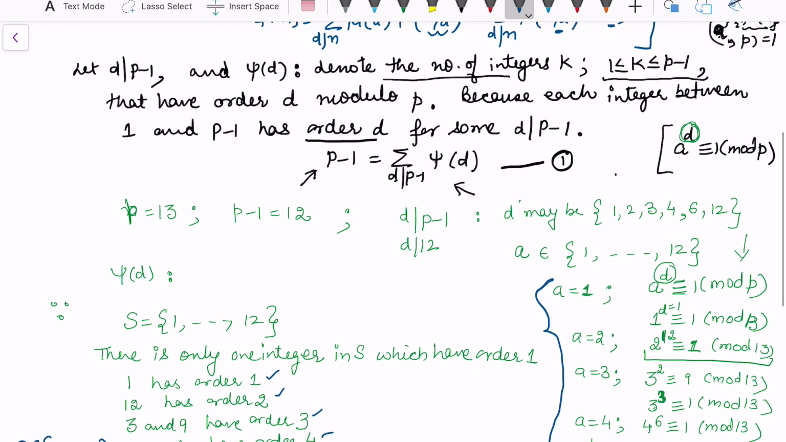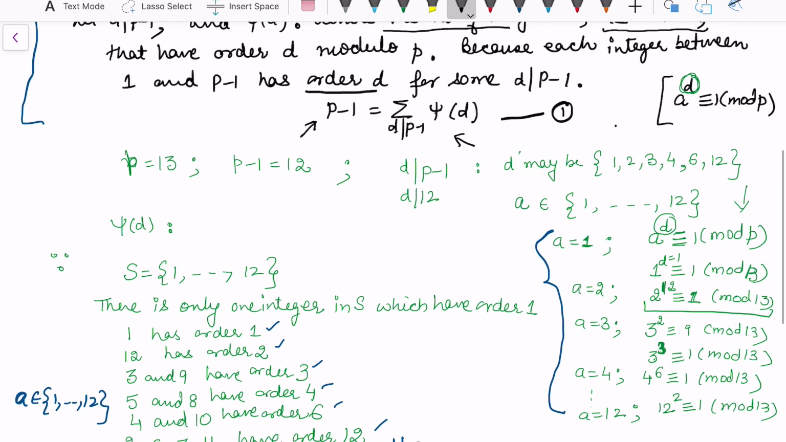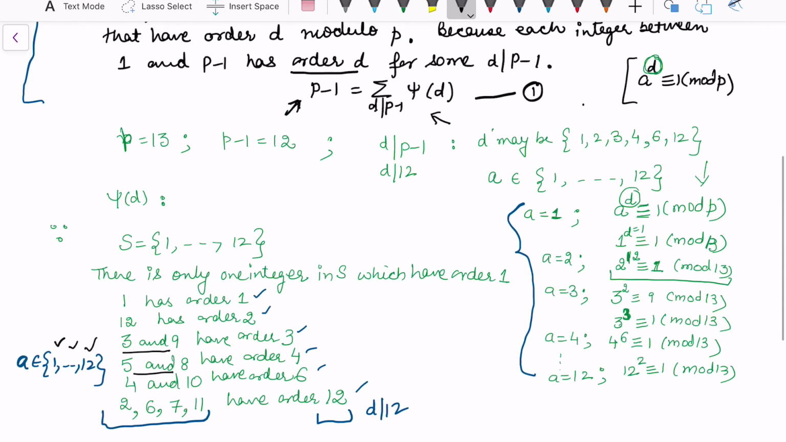Now let us look again at this statement that we have written here. Let D divide P minus 1. Xi D denotes the number of integers K, where K lies between 1 and P minus 1, that have order D. Now how many integers have this order? Obviously, because we are only counting, 1 has order 1, 3 has order 3, and there are 2 integers which have order 3. For order 4 there are 2 integers. So we are only counting these numbers again. This is the same as P minus 1.